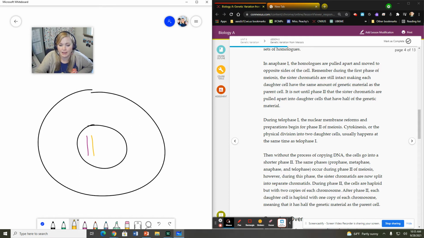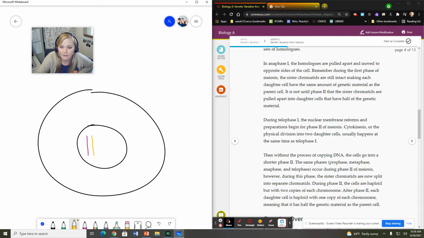Then the replication happens. So this one's going to replicate and this one's going to replicate, right? So now you've got two copies from mom and two copies from dad. The copies that are the same, the two purples, are sisters. We call those sister chromatids. The one from mom and the one from dad are the same chromosome, but they vary slightly because they have different alleles on them. So we call those homologous chromosomes, right? Sister chromatids versus homologous chromosomes.